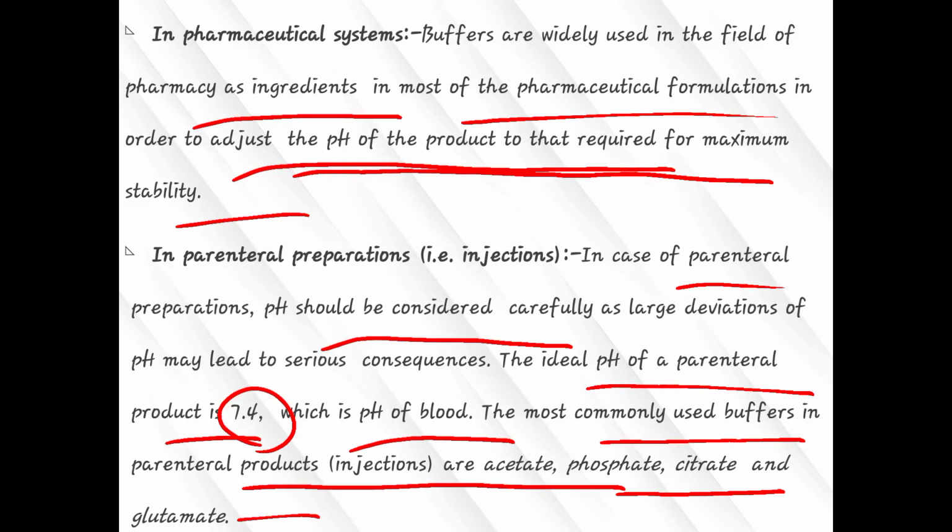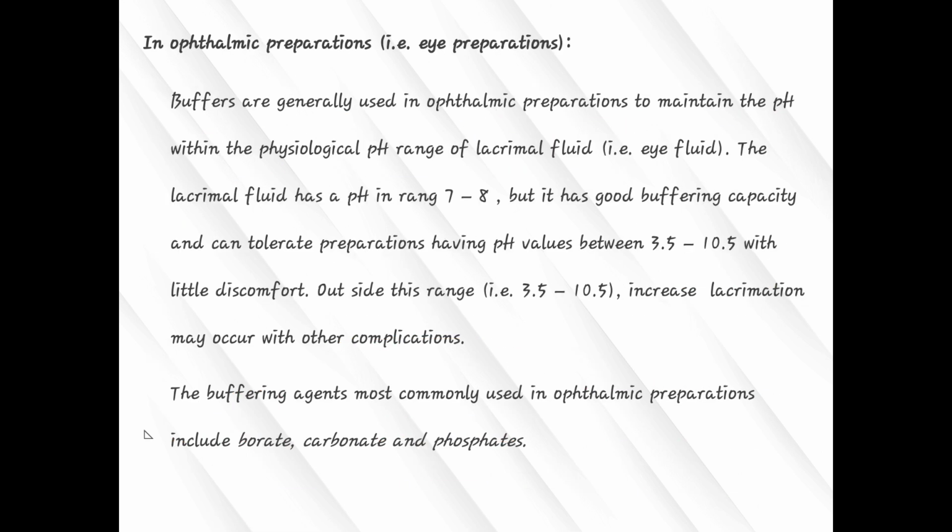The pH of the parenteral preparation is the same as the pH of blood. If the pH is increased or decreased, it causes serious consequences in our body, and some irritation will occur. Therefore, the pH should be the same as the pH of blood. The commonly used buffers in parenteral products are acetate, phosphate, citrate and glutamate.